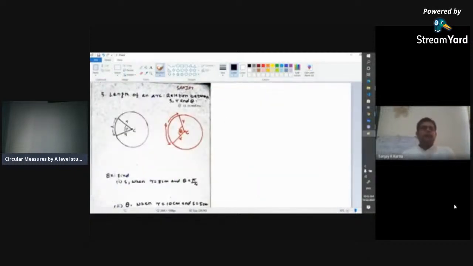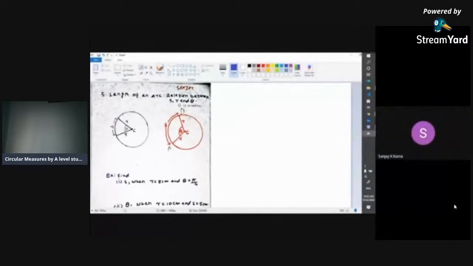Okay, next we have the length of an arc. That means we discuss the relation between s, the arc, and theta. So theta is the angle at the center of a circle of radius r, and s is the arc length. For example, if you call this point A and this point B, then you can take this as the arc length. What is the relation between s, arc, and theta? One radian angle is defined at the center when the arc length is equal to the radius of the circle.